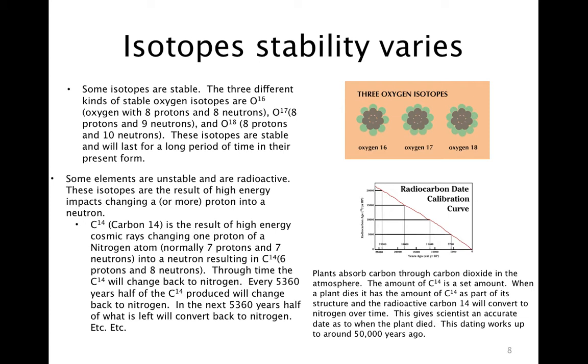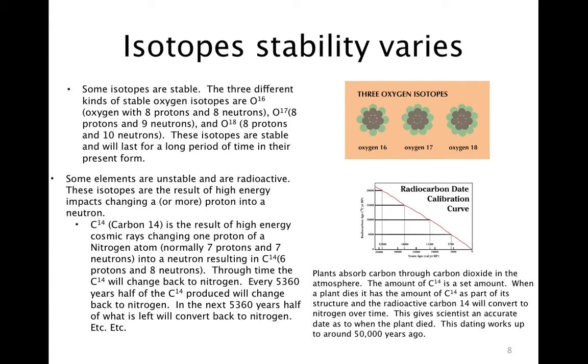Okay? What happens is plants absorb CO2 out of the atmosphere, and there is a steady amount of C-14 versus C-12 in the atmosphere. When a plant is living, it'll take that C-14 and use it, the same as it does with carbon-12. But when it dies, it stops respiring, it stops photosynthesizing, it stops doing everything. It has a set amount of C-14 in its body, and every 5,360 years, half of that C-14 will convert to nitrogen.